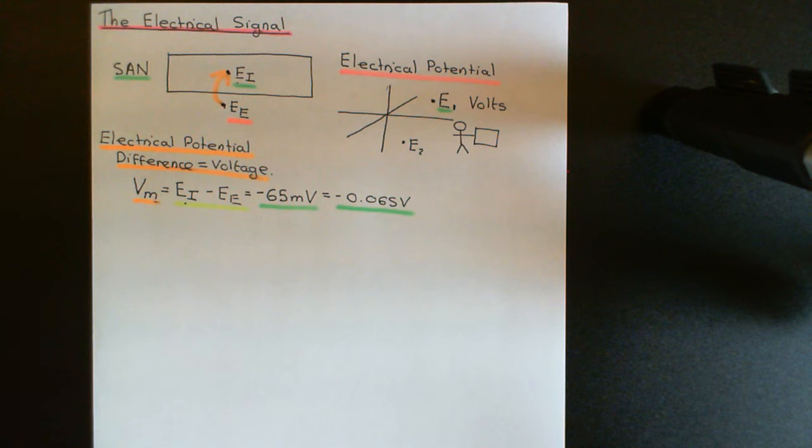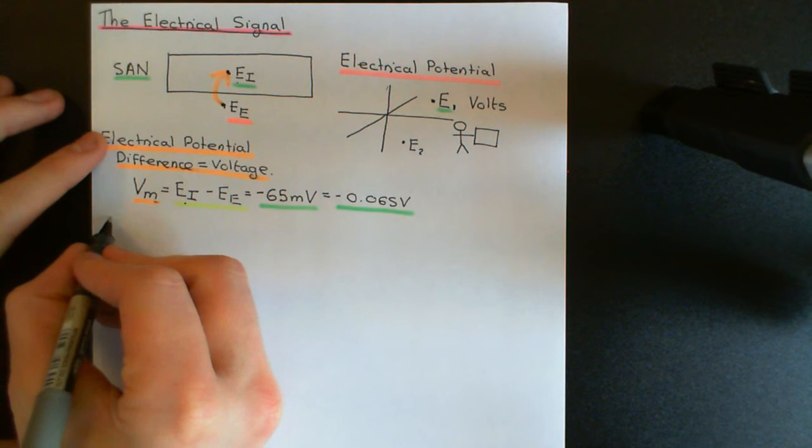Okay, so now that I've explained what the actual nature of the electrical signal that's going to be generated across the cardiomyocyte membrane actually is, let's talk about how sinoatrial node cells are actually going to generate a disturbance in their electrical potential difference across the cell membrane every 0.8 seconds.